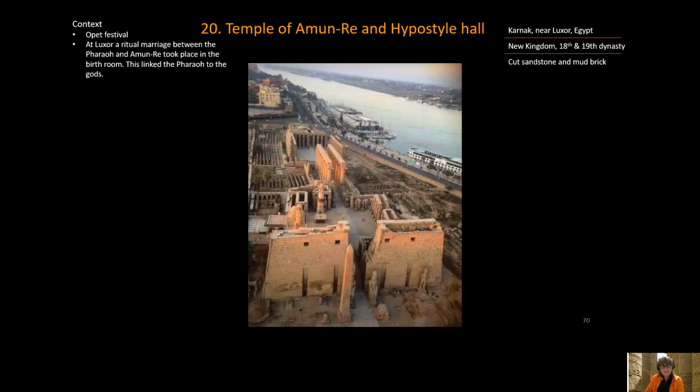So more context, just the location itself. The Temple of Amun-Re in Hypostyle Hall is located here along the Nile River. And it is at this location that they had what's called the Opet Festival. And this is where the pharaoh would, at this festival, go into this birth room and he would be reborn. And it's a rebirth that links him to the god Amun-Re.